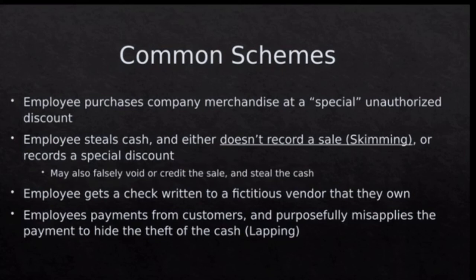An employee gets a check written to a fictitious vendor that they own. So they might put in their own company if they have the ability to do that. Write a check every now and then, hopefully trying to get under the radar is what they're trying to do, or create a fictitious service, fictitious invoice, and get that paid through the system somehow. That's how an employee could get those fictitious vendors set up and have checks paid out to them.